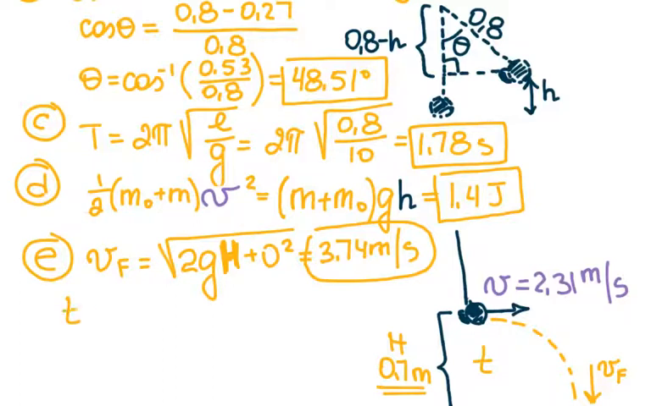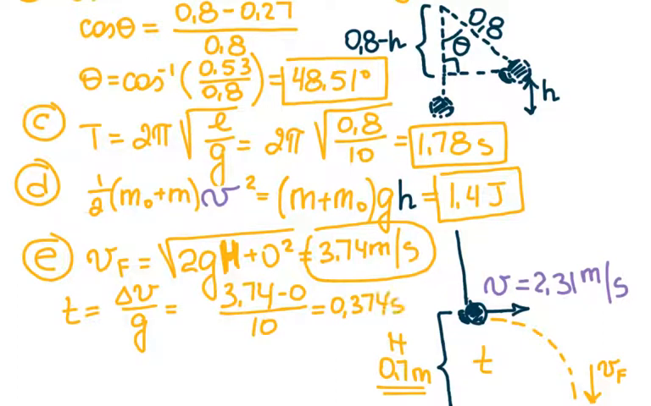the ground. So the time is the change of the vertical velocity over the acceleration. It starts with vertical velocity 0. The purple one is the horizontal velocity that we found earlier. So that is 3.74 minus the initial, which is 0, divided by 10, which gives me 0.374 seconds. So that's how long it takes to hit the ground.